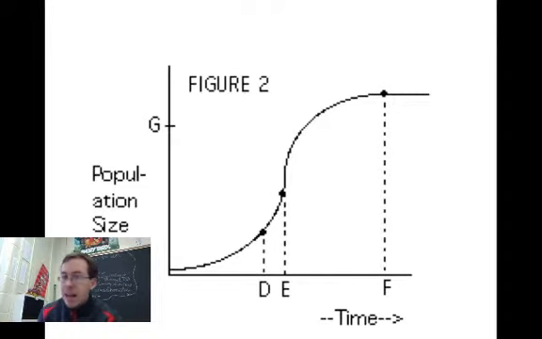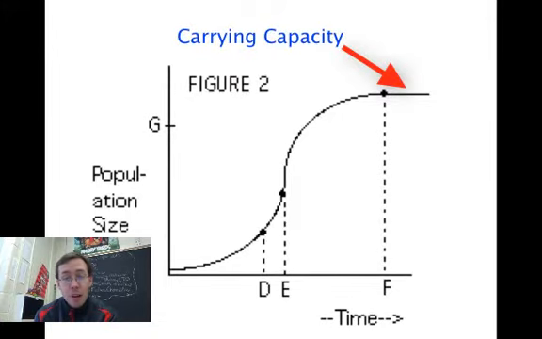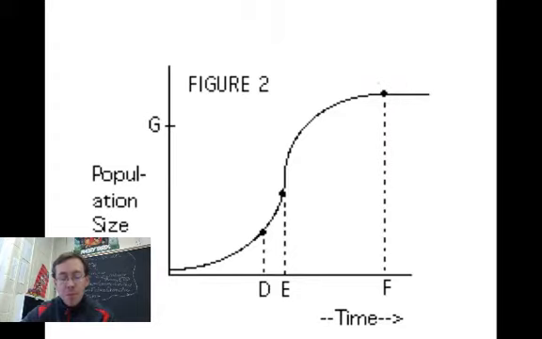And where you see the flat line there, that is known as the carrying capacity, or the number of organisms that an ecosystem can support indefinitely. So you can see a lot of the different principles of population ecology present here on this graph.